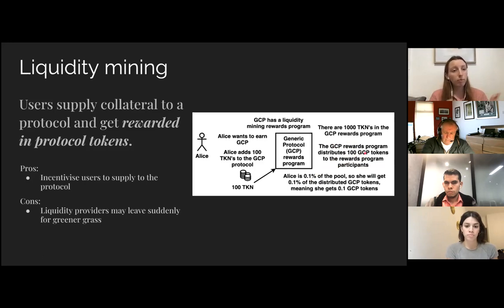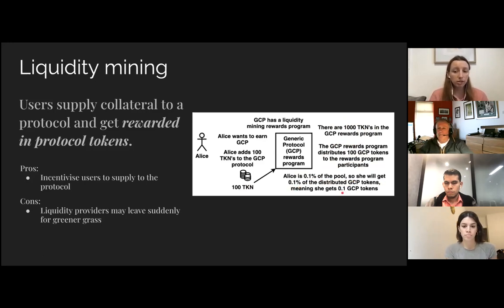So they usually reward them either weekly or monthly. They can do it more often than that, but obviously that becomes a bit tedious. So they're going to distribute 100 GCP tokens to all the people who are in the pool. Alice is only 0.1% of the pool, so she's only going to get 0.1% of the distributed GCP tokens.